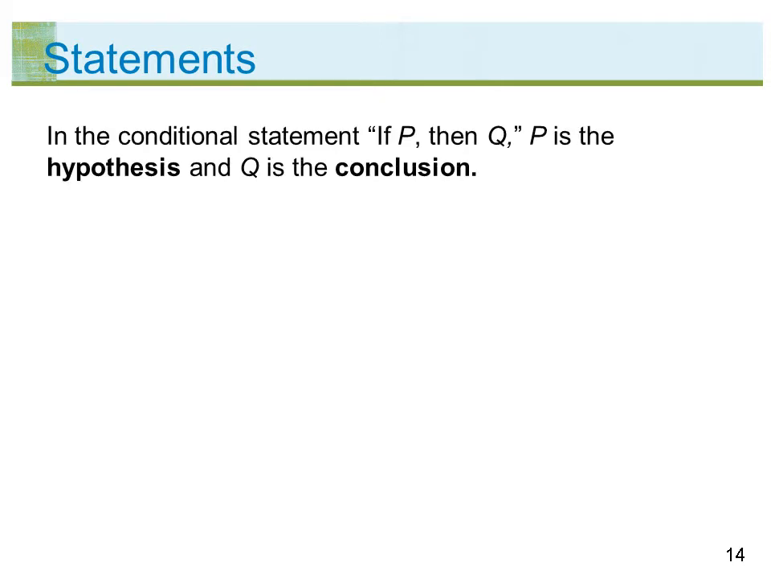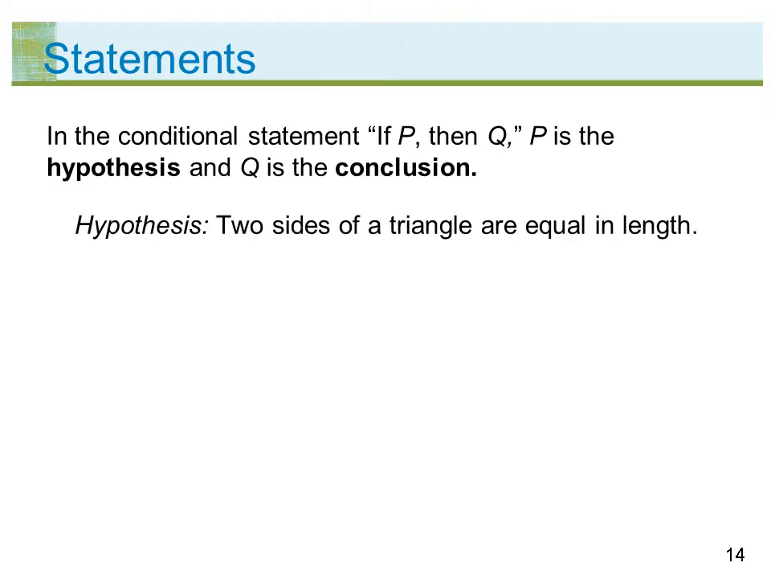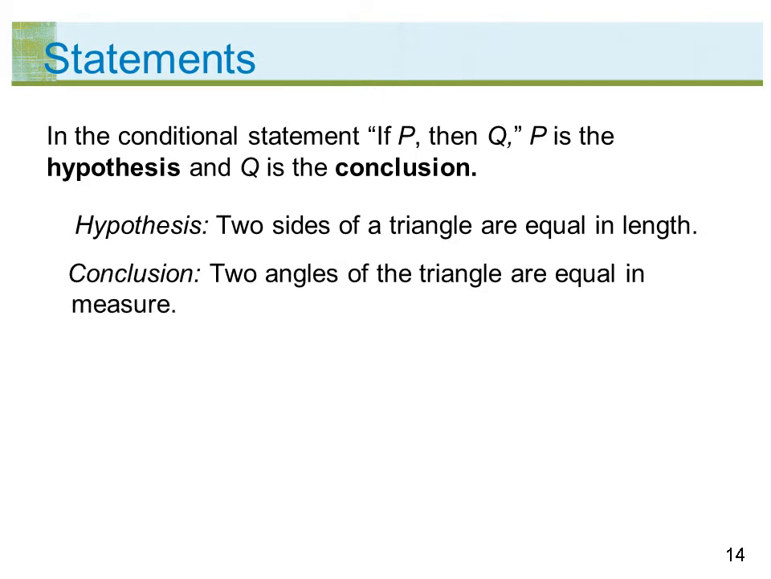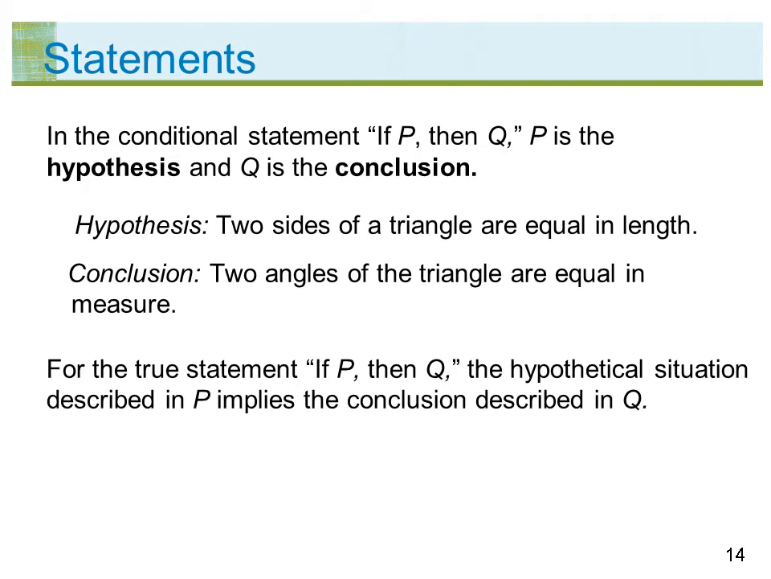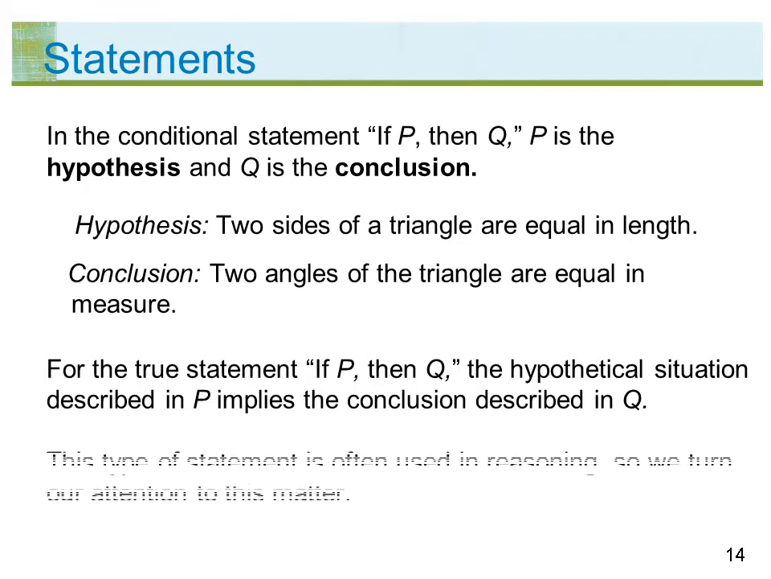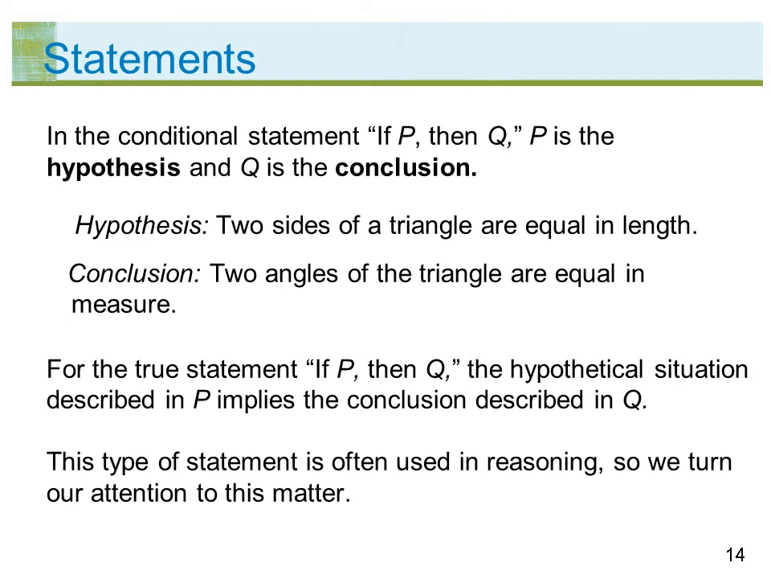In the conditional statement, if P, then Q, P is the hypothesis and Q is the conclusion. Hypothesis: two sides of a triangle are equal in length. Conclusion: two angles of the triangle are equal in measure. For the true statement, if P, then Q, the hypothetical situation described in P implies the conclusion described in Q. This type of statement is often used in reasoning, so we turn our attention to this matter.